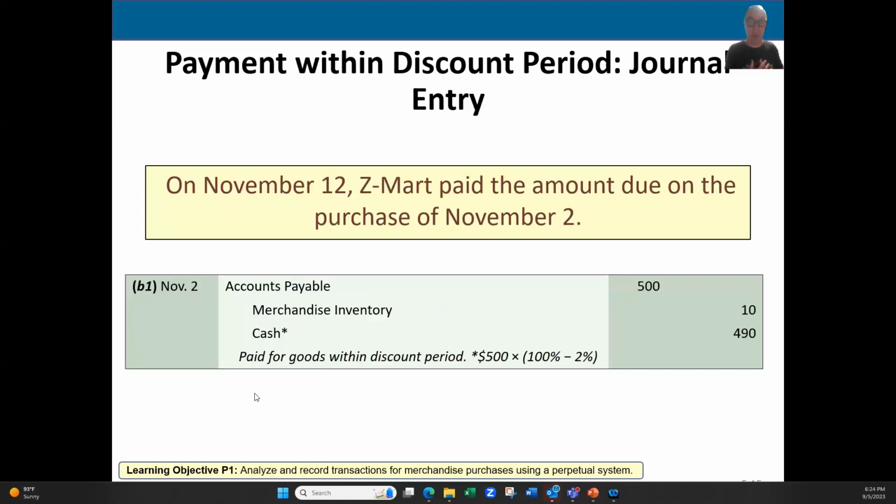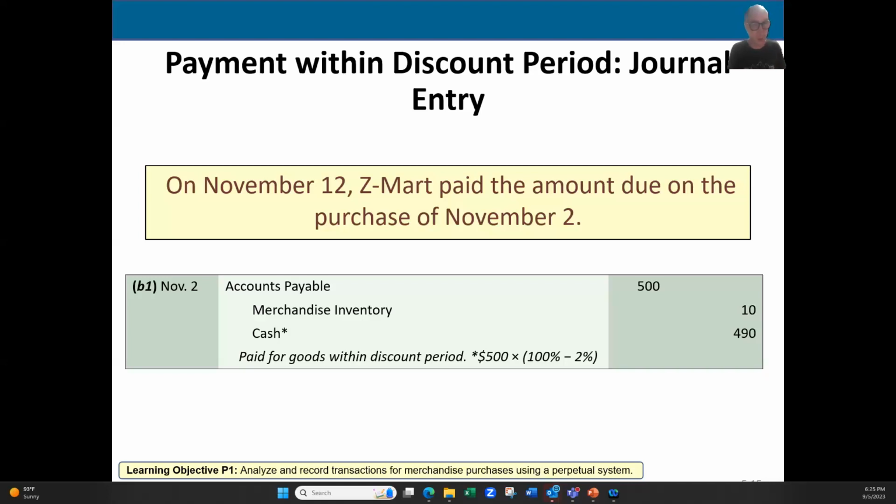So let's say I'm like, yeah, I will be happy to pay this bill right away to take care of getting that discount. So same day, I'm like, you know what? Don't go anywhere. I'll give you the discount right now. I'll give you the cash right now. So I debit accounts payable $500 because that's the total bill. I credit cash $490. I could already hear you, Dr. B, debits have to equal credits.